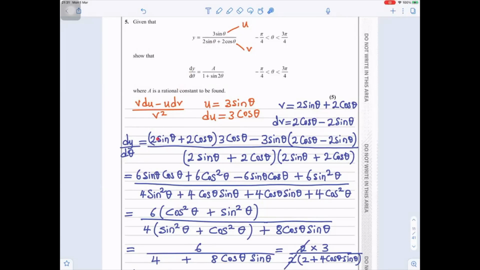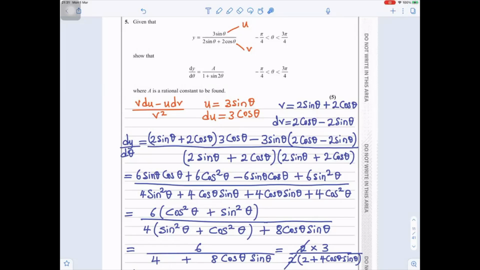Now you remove the bracket, multiply that together, and multiply that together, you get this. The next part, remove the bracket, multiply this 2, multiply this 2. That gives you this 2. And then the denominator, you have to multiply out the double bracket. 2 sine theta times 2 sine theta gives you 4 sine squared theta. 2 sine theta times 2 cos theta gives you 4 cos theta sine theta. 2 cos theta times 2 sine theta gives you 4 sine theta cos theta. And 2 cos theta times 2 cos theta, 4 cos squared theta.